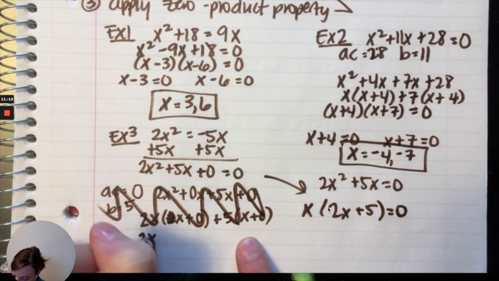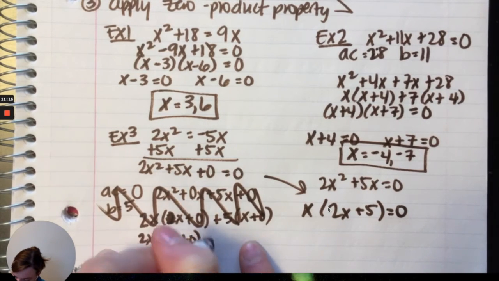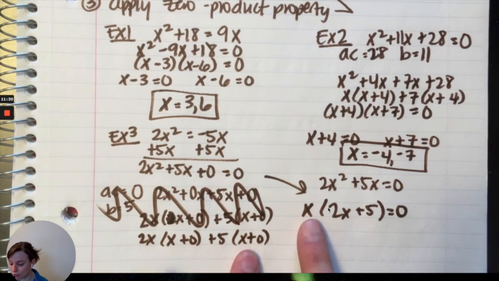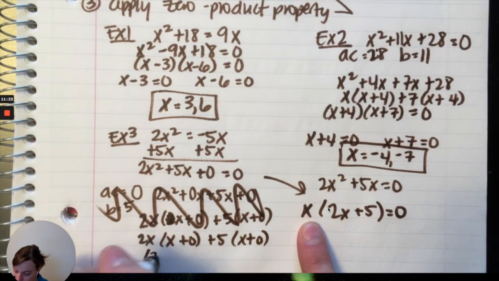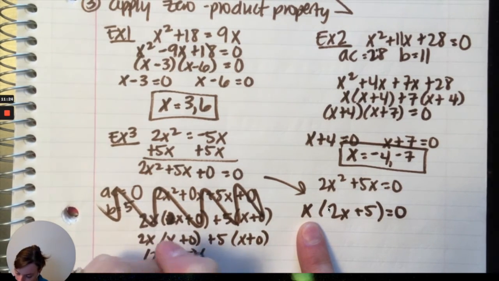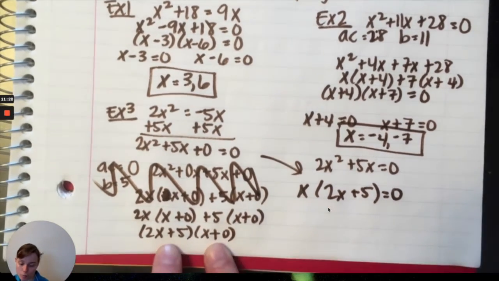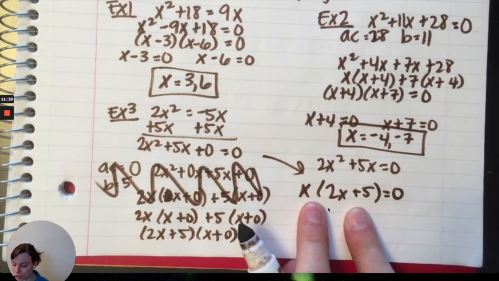So if I had 2x, x plus 0, plus 5, x plus 0, that would work. Now this x plus 0 factor is the same as just x by itself. So not to confuse you more, but you could group it like this if you wanted, or you could factor it like this.